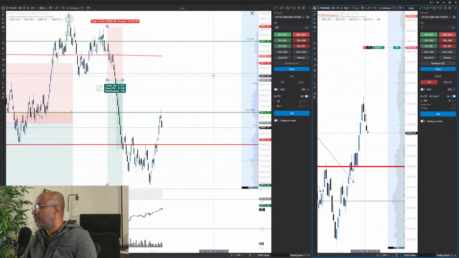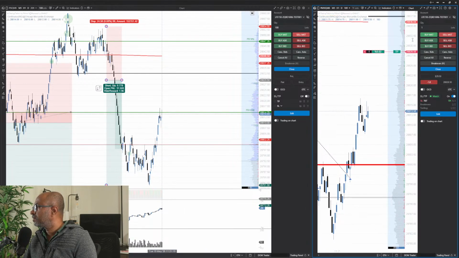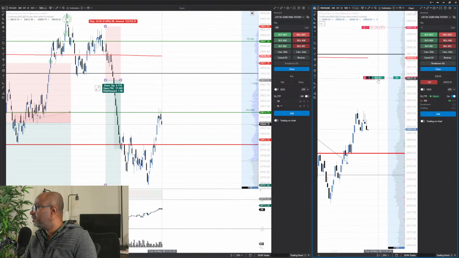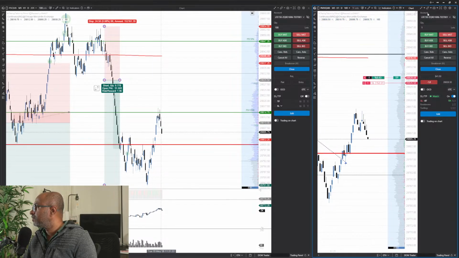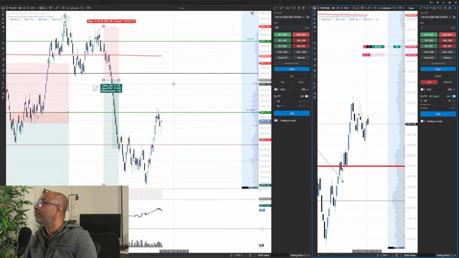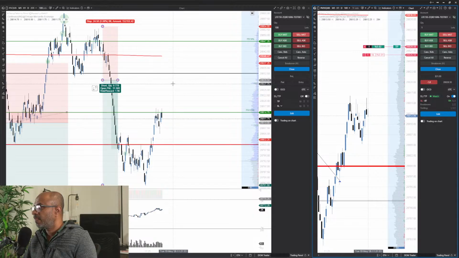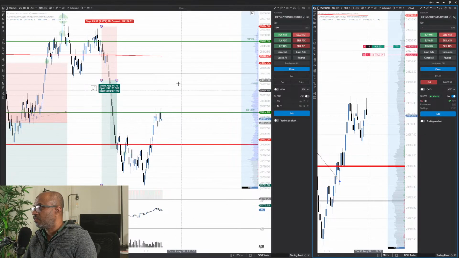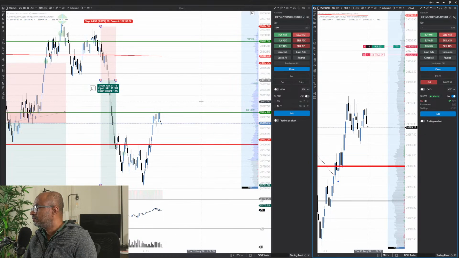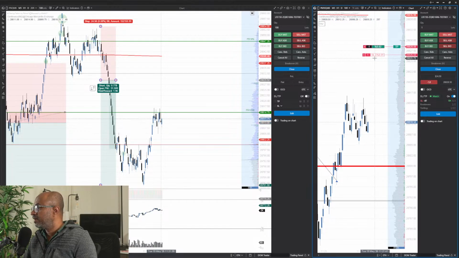Okay, and now I got one contract. So I'm bringing it to break even. Stop loss taken into break even to secure profits. Absolutely amazing live trades. Okay, so now we are in profit. Even if we get stopped out, now the trade is in profit.